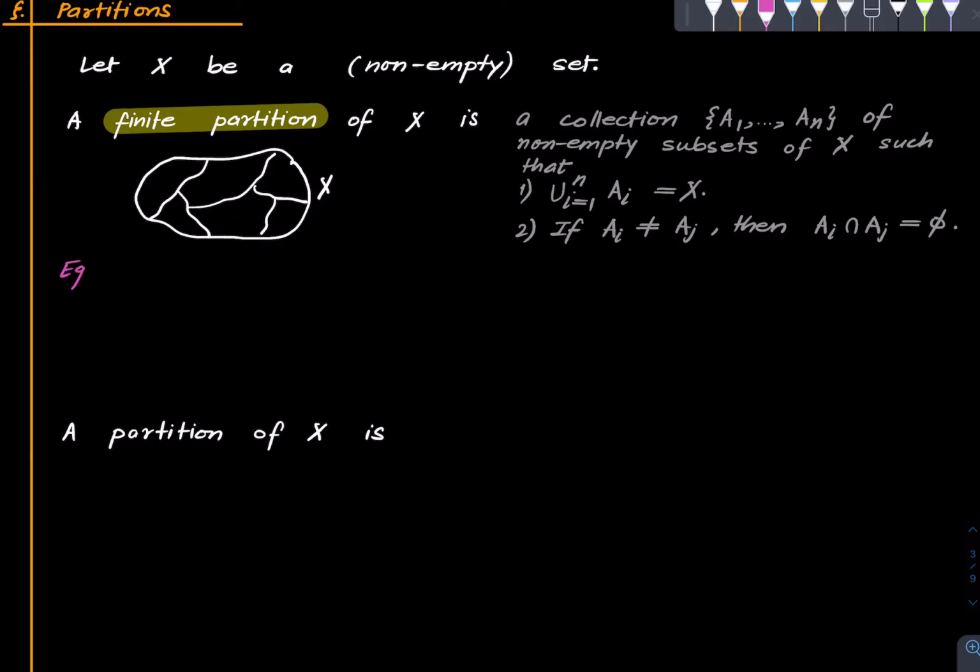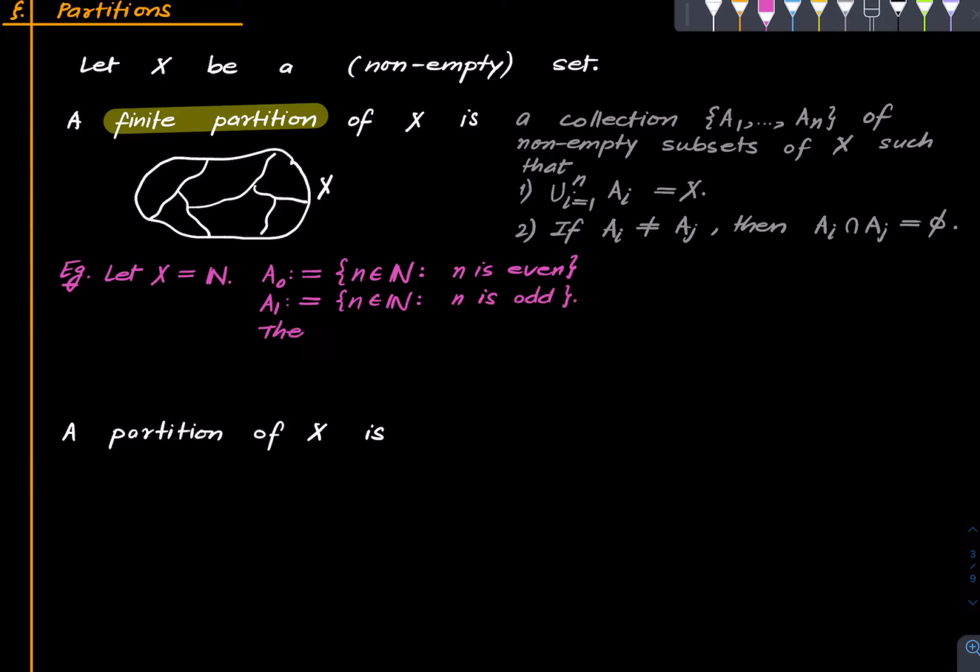So let's see an example. Let X be equal to N, and A0 be defined as those natural numbers which are even, and A1 is those natural numbers which are odd. Then this is a partition. Okay, so that's a very simple example.